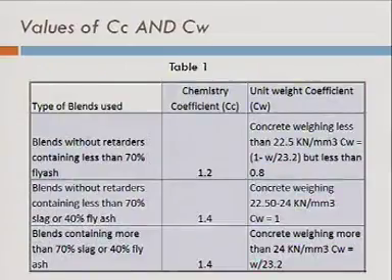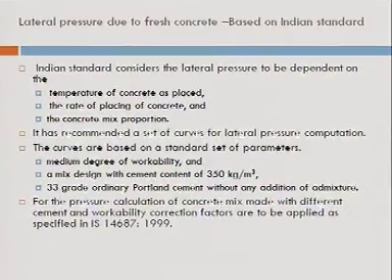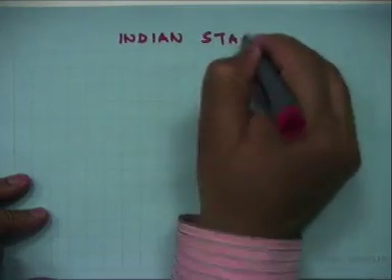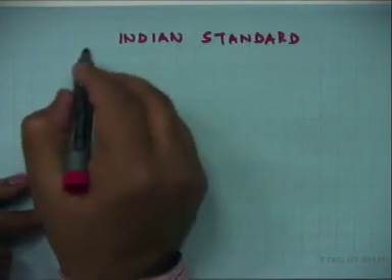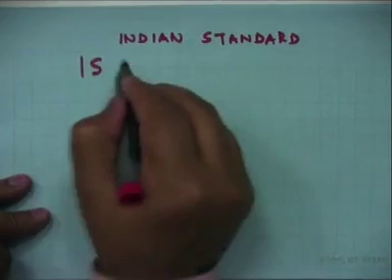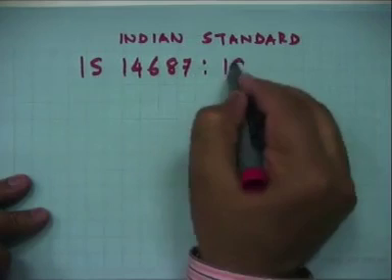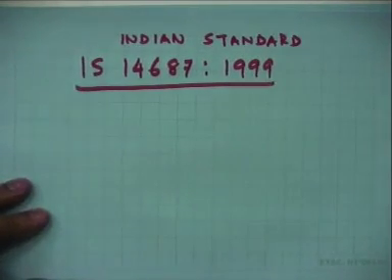Now, we will move on to the Indian standard method of computing this lateral pressure. So, now we discuss this Indian standard. In India, there is a code, IS 14687, Indian standard 14687. This was published in 1999, right? So, this gives you the procedure to calculate the lateral pressure.